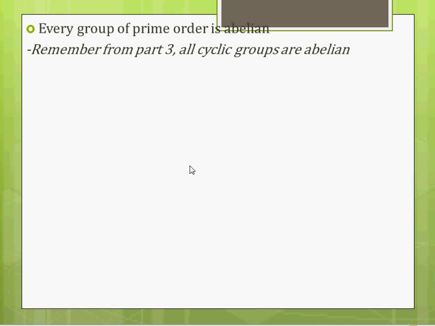So every group of prime order is abelian. If you remember from part 3, we talked about cyclic groups, and we have a proof in that lecture that all cyclic groups are abelian. So if I can prove that all groups of prime order are cyclic groups, and I know all cyclic groups are abelian, then I know every group of prime order is abelian. I'm not going to prove part 3, but I'm going to prove that every group of prime order is cyclic.